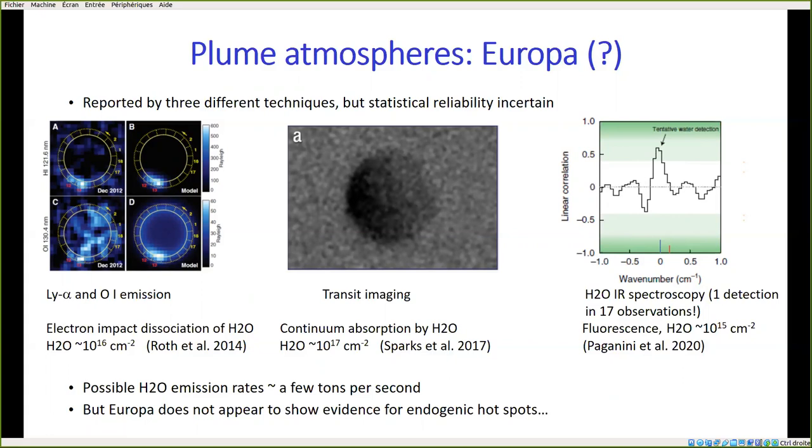Of course, the plumes can be variable by nature, but another worrisome aspect is that, unlike what happens on Enceladus and of course on Io, the problem is that endogenic hotspots have never been observed on Europa. So there is a problem of the mechanism for plume generation. And so all in all, I think the evidence for the Europa plumes is marginal.